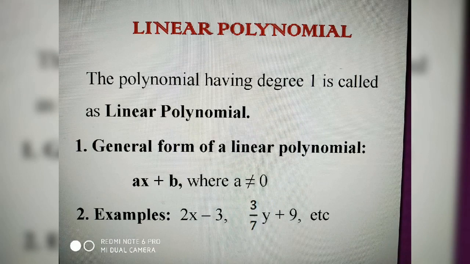Then linear polynomial. The polynomial having degree 1 is called a linear polynomial. The general form of a linear polynomial is ax plus b where a is not equal to 0. For example, 2x minus 3, 3/7 y plus 9.